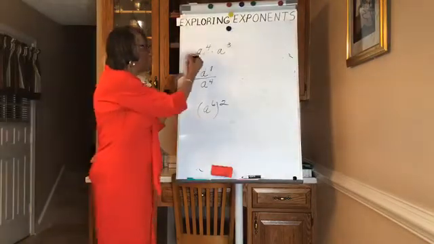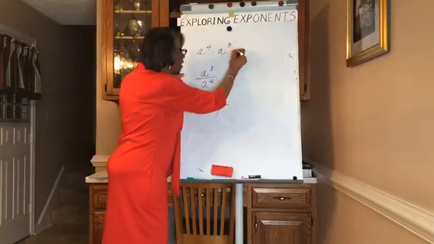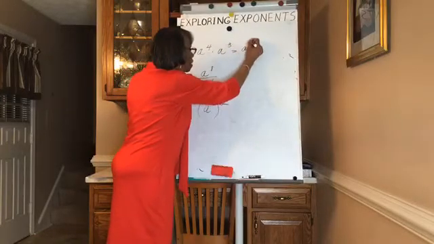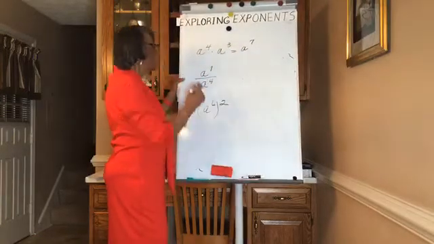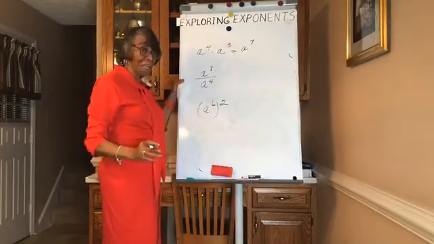All right, when we have this type, the bases are the same, we merely add the exponents. 4 plus 3 is what? 7. A to the 7th. 1, 2, 3, 4, 5, 6, 7. We have to expand it.